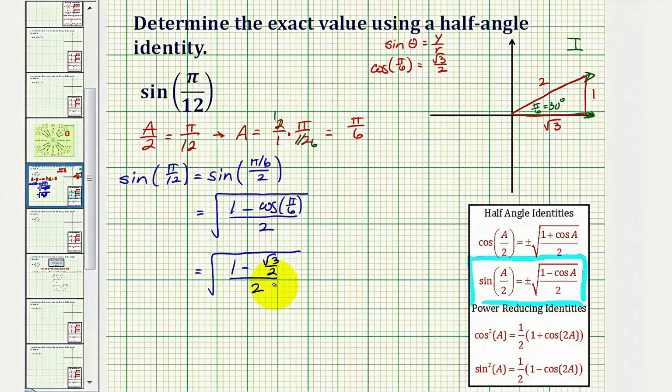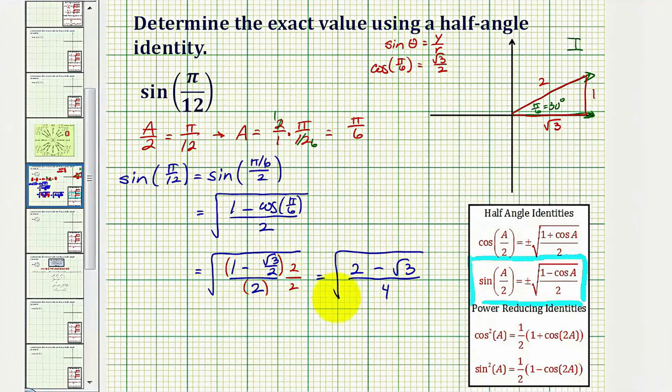Now let's simplify this. Looking at just the numerator, we can clear the denominator of 2 by multiplying by 2. But if we multiply the numerator of a fraction by 2, we must also multiply the denominator by 2. Notice how this is equivalent to multiplying by 2 over 2 underneath the square root. So now we have the square root of, when we distribute, 2 minus square root 3 divided by 2 times 2. The 2's would simplify to 1, leaving us with just minus square root 3. And our denominator would be 2 times 2, or 4.